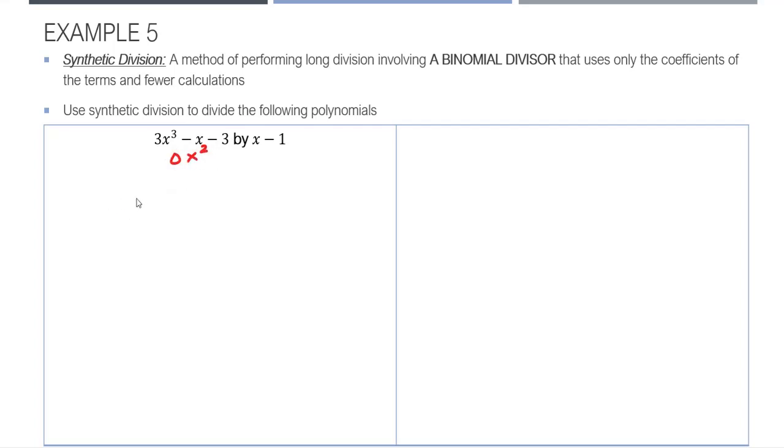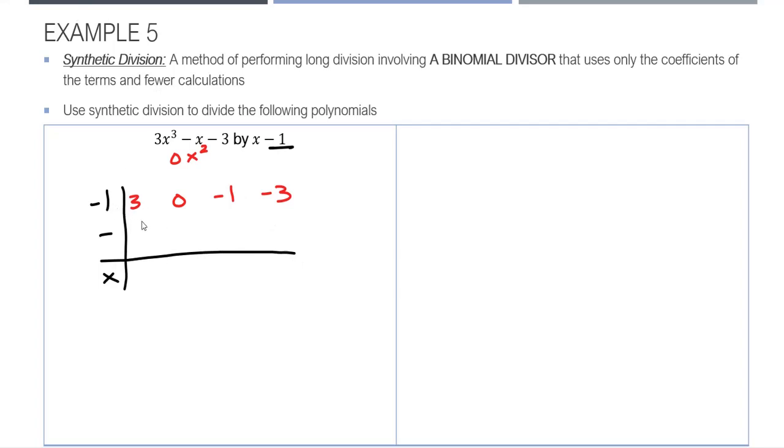So when I'm writing out these coefficients, it's going to be 3, and then I'll put my 0, and then I'll put my negative 1, and negative 3. Now I've got my minus 1, and then I'm going to do a subtraction and a multiplication. Okay, it's all set up.